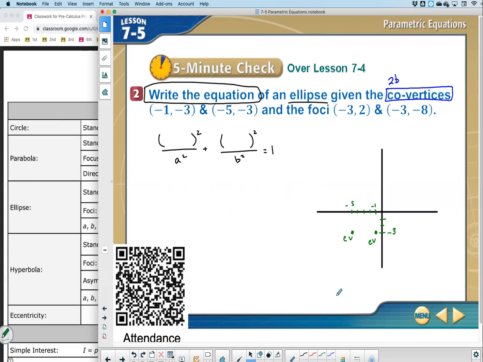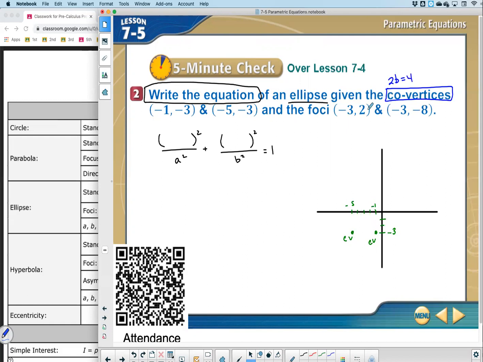Great, there's my points. To solve this, we would need to calculate the distance between these 2 points. So this covertex is left 1 unit. This covertex is left 5 units, but we only want the distance between them. So what's the difference between being left 1 and being left 5? How many units apart are those? 4. They're 4 units apart. That means 2b equals 4.